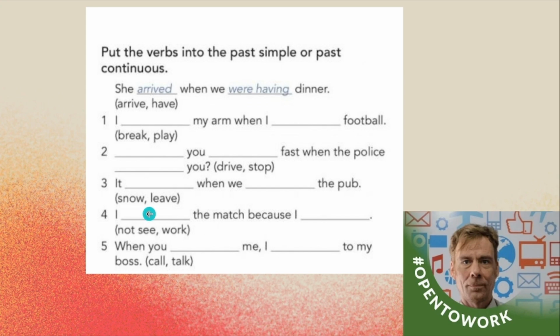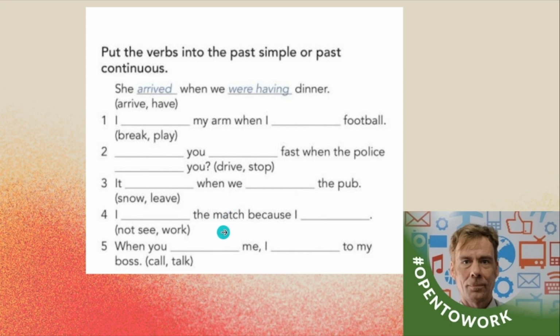Number 3, snow and leave. The longer action here is snow. So that's in the past continuous. It, the verb to be, is conjugated as was snowing. When we leave, simple past, a regular verb, is left. It was snowing when we left the pub.